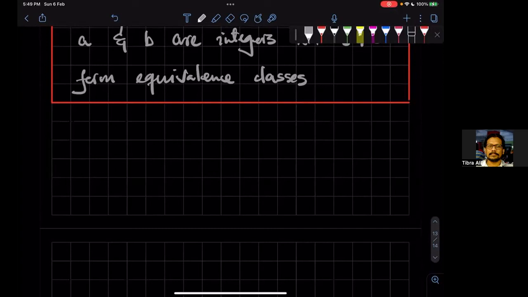So for example, 5 by 25 and 1/5, why are they equivalent? They're equivalent under some rules, right?